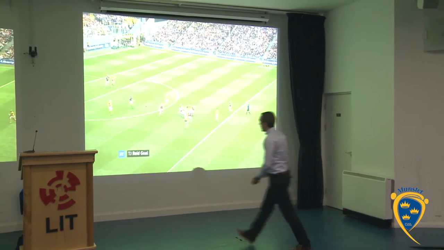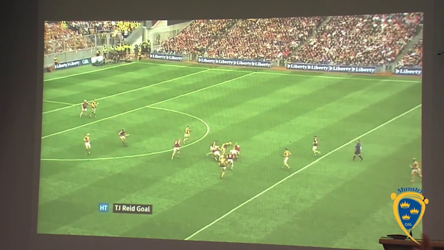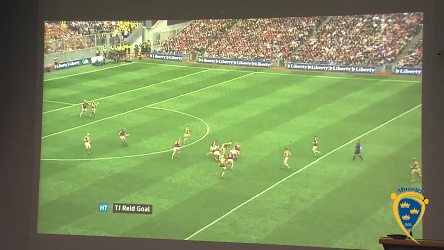So let's look at TJ when he scored a goal. 2.5 seconds is the average. So there must be something faster. And when he scored the goal, which you'll see now, was 800 milliseconds. The time you take to blink twice.